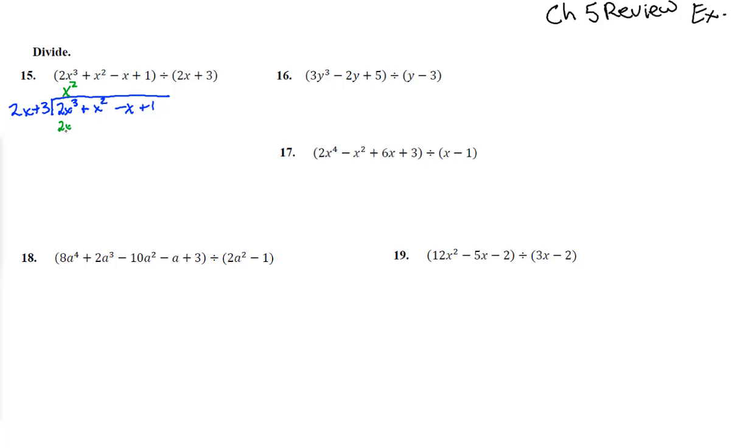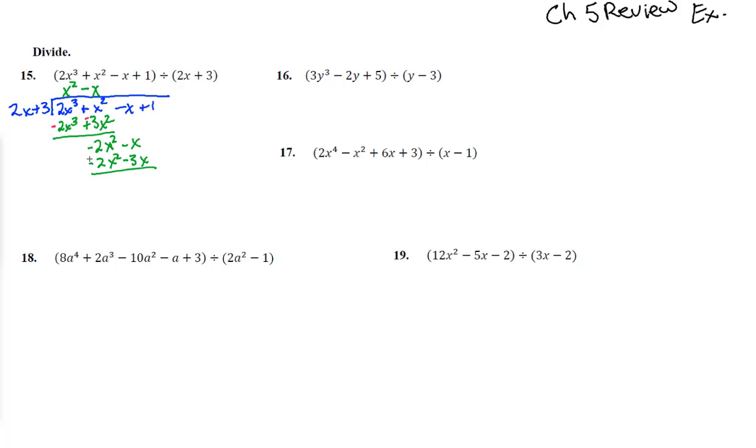Multiply those and we get 2x cubed plus 3x squared. Remember, you always take that times the whole binomial and put it underneath. And now, remember, this is a subtraction in here. Let's not forget that. So when we subtract, x squared minus 3x squared is a minus 2x squared. Drop down the minus x. 2x goes into minus 2x minus 1x times. So negative x times 2x is a negative 2x squared minus a 3x.